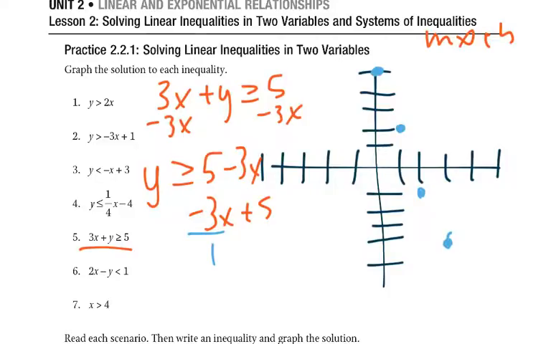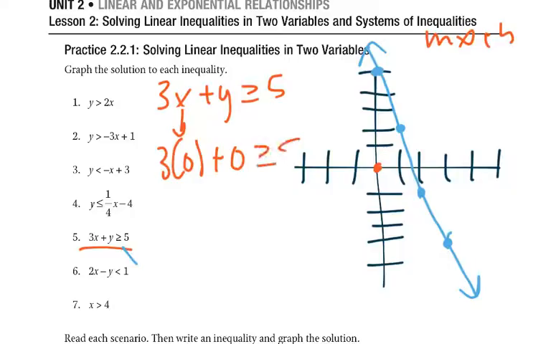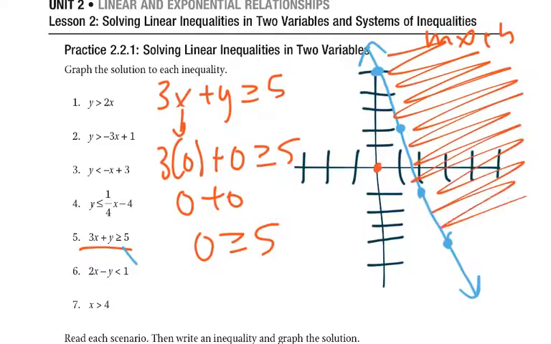Okay? Now, it's got an equal to, so a solid line. Pick my test point 0, 0. I could use my new equation to figure it out, or I could use my old one. Doesn't matter. Either one works. So a test point is 0, 0. 0 for x. 0 for y. Simplify. 3 times 0 is 0. 0 plus 0 is 0. Is 0 greater than or equal to positive 5? Nope. So I shade right here. Okay? That's one way you can do those type of standard equations.